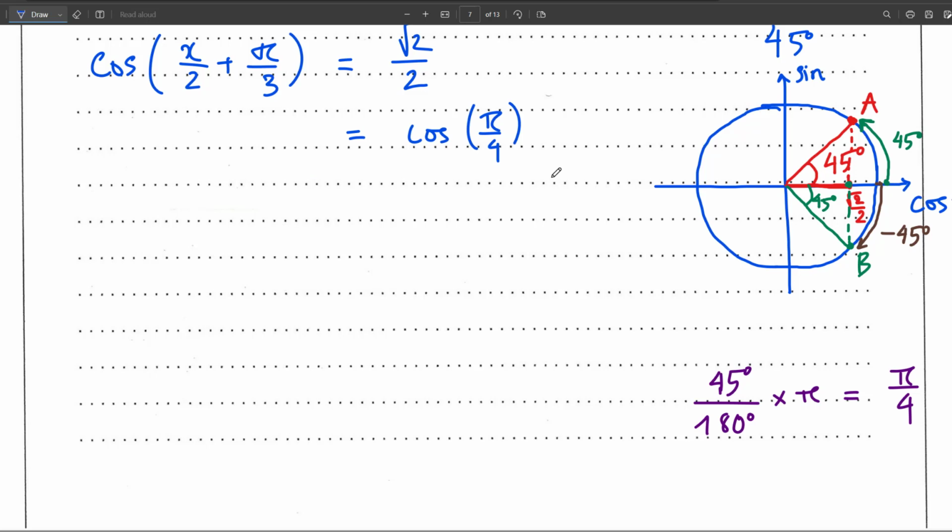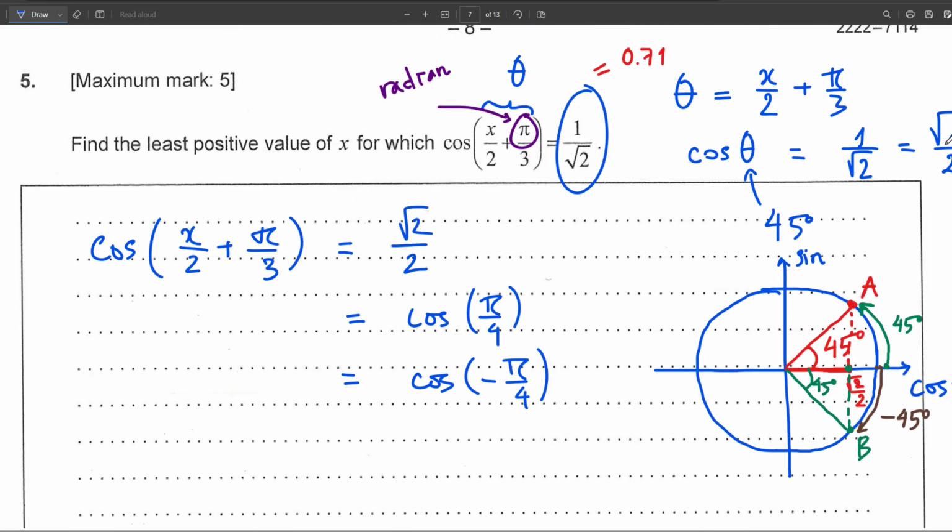I can write here equal to the second thing, which is cosine of minus pi over 4 also. These are the two values that can make the cosine have the value of square root 2 over 2. Okay? But they are not all. Thực ra khi mà cosine mà nó bằng square root 2 chia 2 thế này thì mình sẽ có rất nhiều, có vô vàn cái value.